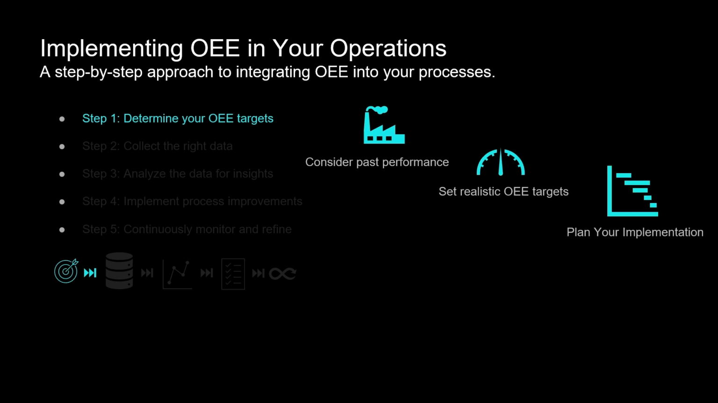Plan your implementation, starting with a pilot line. Begin by selecting a pilot production line where you can test and refine your OEE implementation strategy before scaling it up to other areas of your operation. This phased approach allows for smoother integration and minimizes potential disruptions to production.